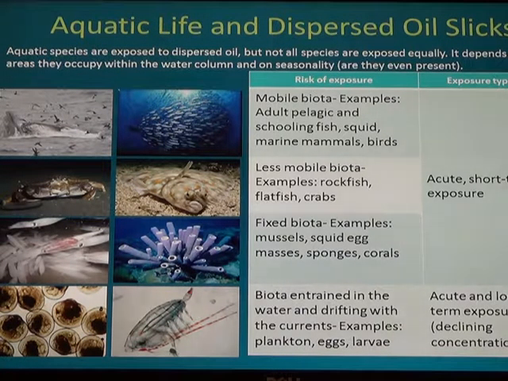And they're not very mobile. They're mobile because they're moving with the currents, but they can't swim away like schooling fish can. And these would experience what we call acute and long-term exposure, but declining as the concentrations of dispersed oil decline over time, horizontally and vertically.